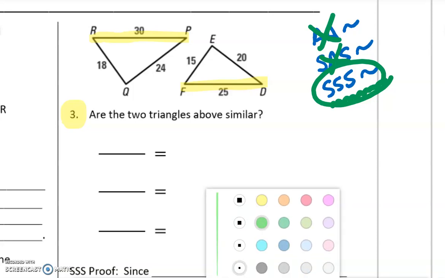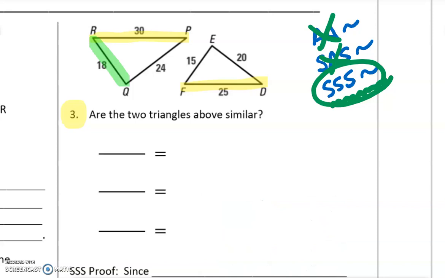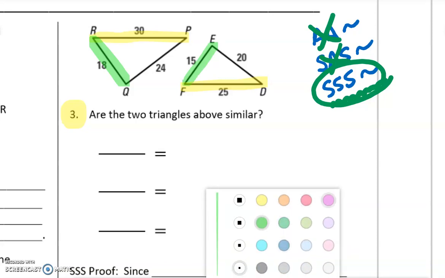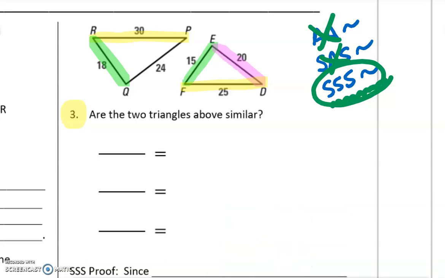Same goes with the shorter side. So RQ is the shortest side in this triangle. It will correspond with the shortest side in this triangle. So those two sides correspond to one another, which leaves the last pair of sides, ED, which will correspond to PQ because those are the middle sides, if you will.